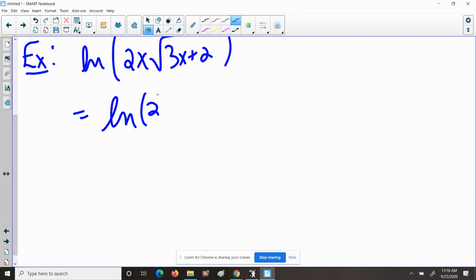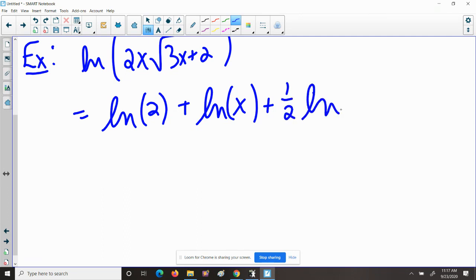Natural log of 2 plus the natural log of x. Notice 2 times x, so we can break those apart. Plus, we have the square root of 3x plus 2. So square root, remember, is a fractional power. So we're going to have 1/2 natural log 3x plus 2. And that would be expanding that out. That would make it very easy to take a derivative if we needed to.